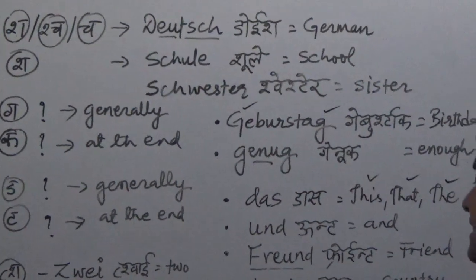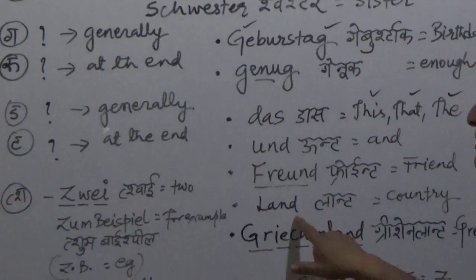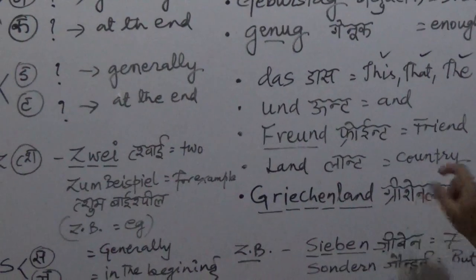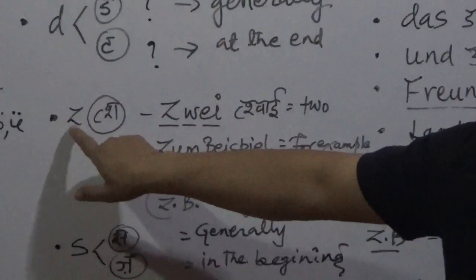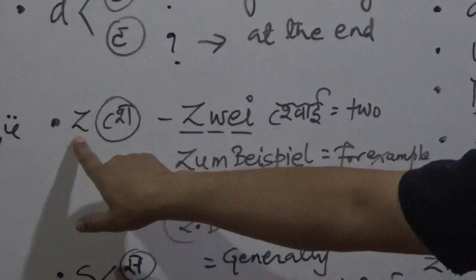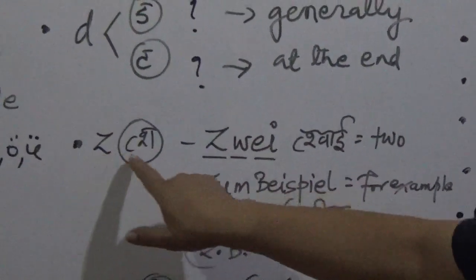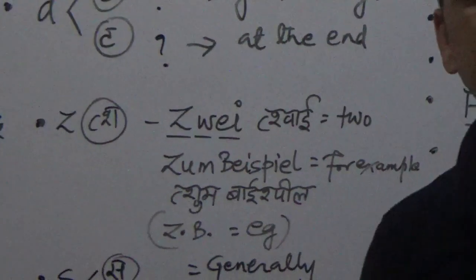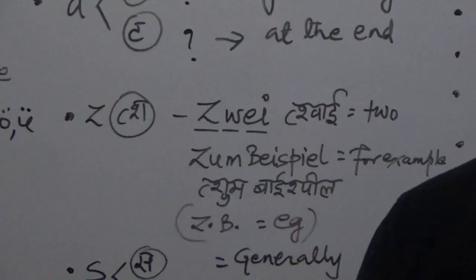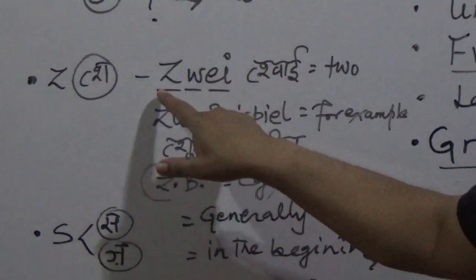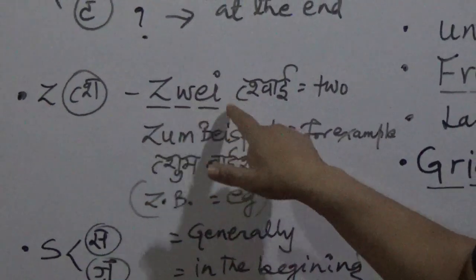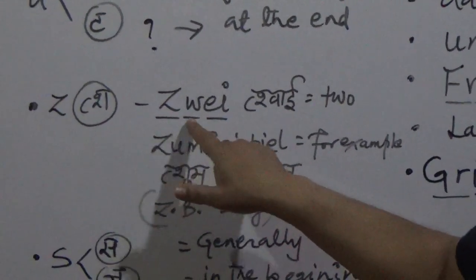Then L-A-N-D. Land. D gives T sound. Land means country. The next is this, set. The name of the letter or alphabet is set, but it gives Tsa sound. Tsa. Like in Hindi we say Chikitsa. Chikitsalay. So this Tsa is a combination of Ta and Sha. So set W-E-I. So it is Tsa, Wa and E-I.